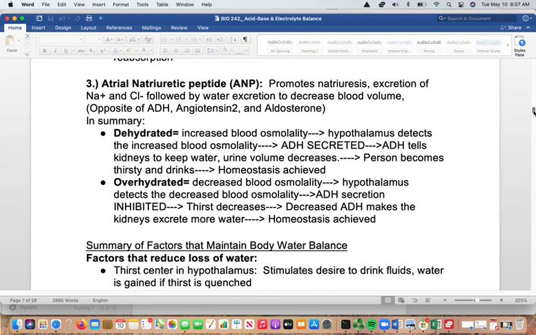Atrial natriuretic peptide is going to promote the excretion of sodium and chloride with water corresponding along with it to decrease the blood volume.